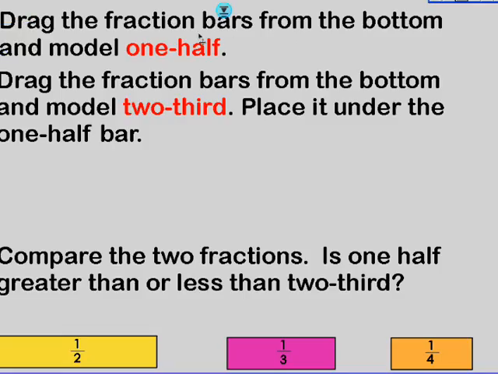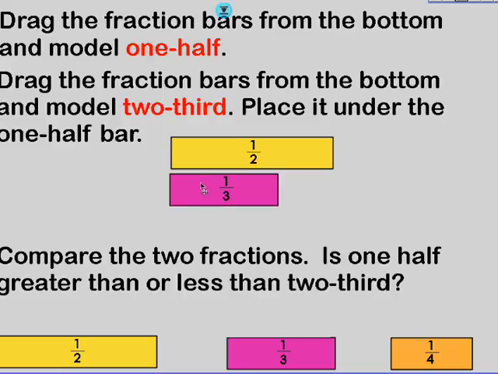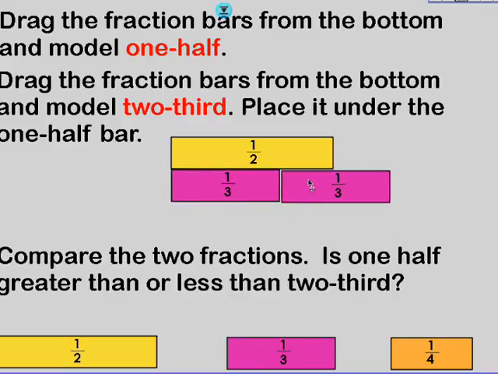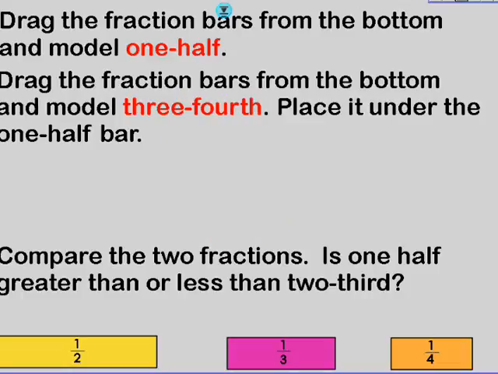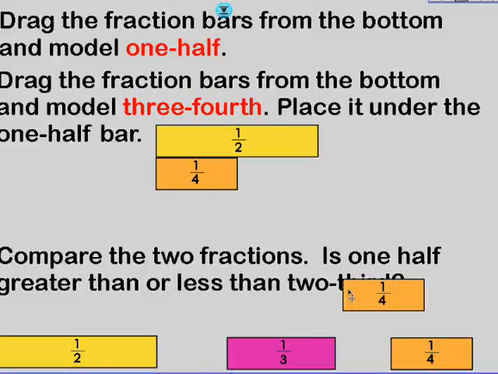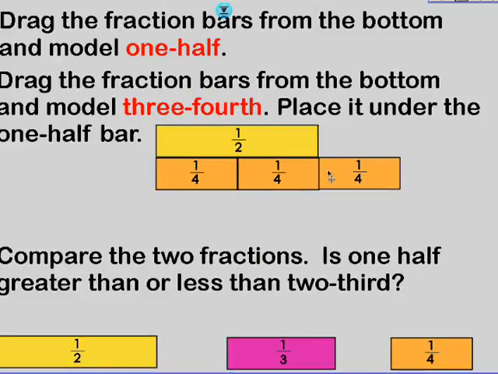So here we drag the 1/2 fraction bar and we place the 1/3 under it to compare the two, and we see that 1/2 is less than 2/3. So if I have 1/3 and another third, the two purple ones, that's 2/3. So that's the less than symbol. 1/2 is less than. So moving on, 1/2 we're comparing it to 3/4. So 1/4, 2/4, 3/4. So here you can see 1/2 is less than 3/4.